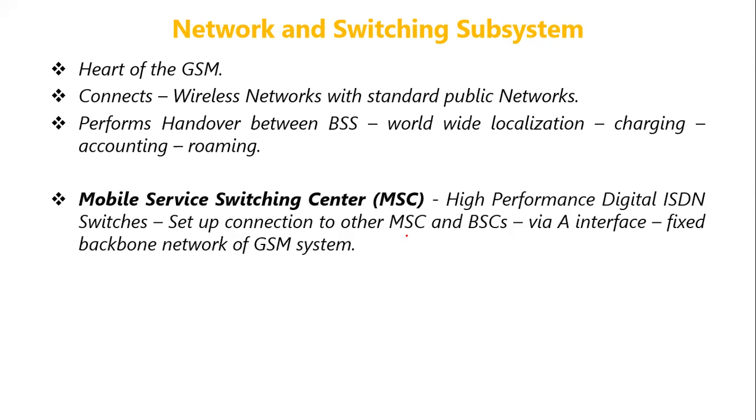Sometimes he may go to a place where his network is not available, so he may have to connect with some other network for communication. Such features are also part of the network and switching subsystem. The network and switching subsystem contains many switches and databases. So what are they? Let us try to understand now.